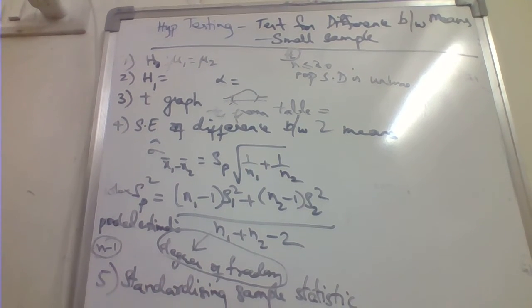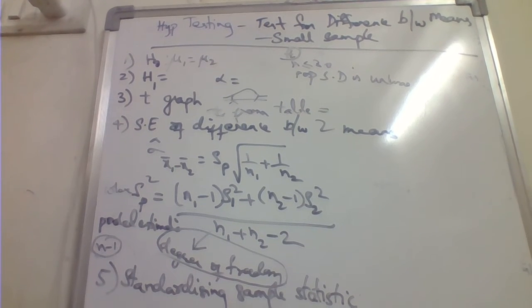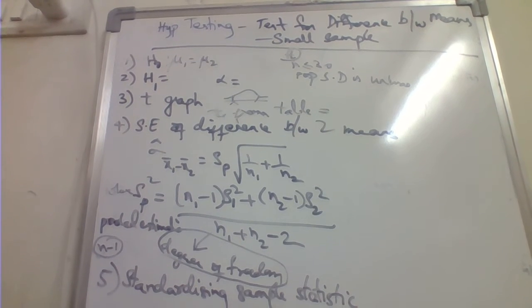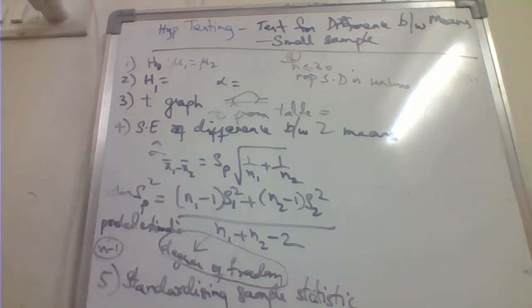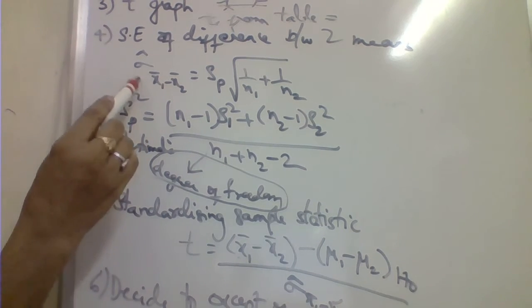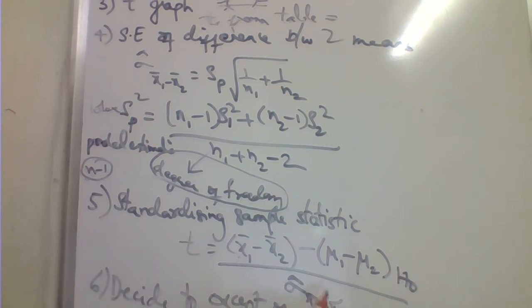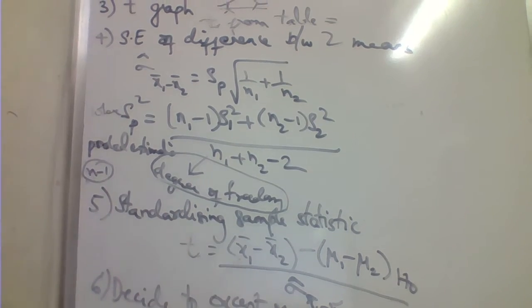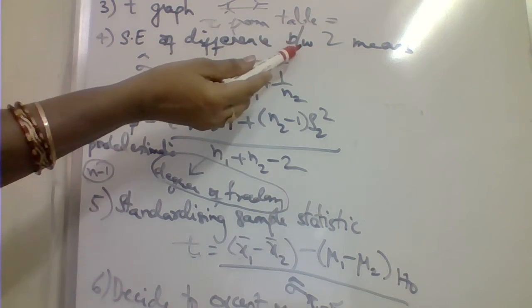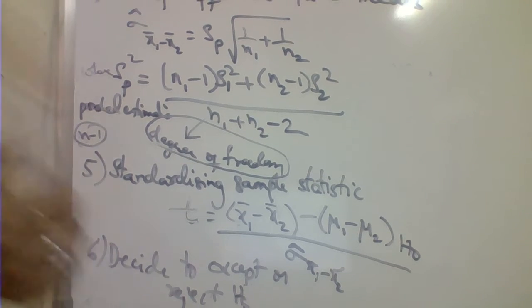The next step is to standardize the sample statistic. We did the same thing yesterday. So x1 bar minus x2 bar is the difference of sample means of the two samples, and the difference between mu1 and mu2 will normally be 0. Whatever standard error value you get, substitute it here. Then whatever value of T you get, compare it with the T from the table. Then you decide to accept or reject the null hypothesis.